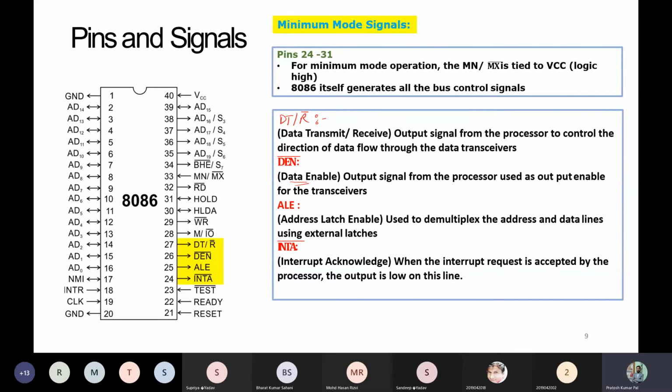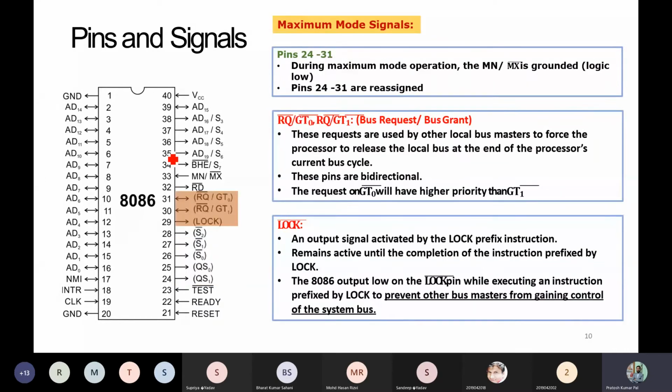So the next is maximum mode. In the maximum mode, the pins 24 to 31 will have a different role. During maximum mode operation, the MN/MX bar pin is grounded, so it will be logic 0. That means maximum mode has been activated. In that mode, pins 24 to 31 will have some different work than in the minimum mode.